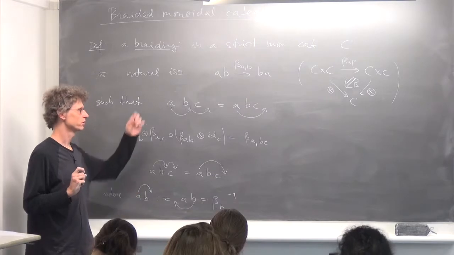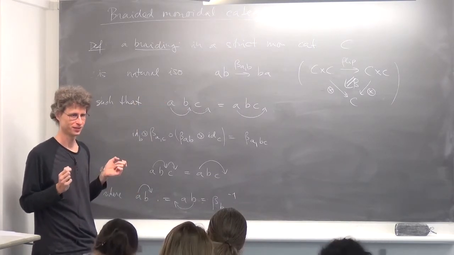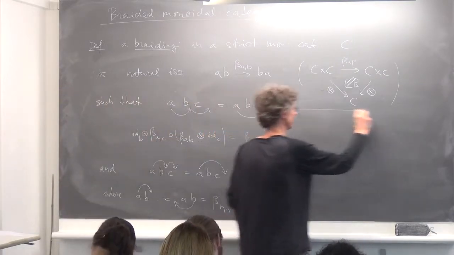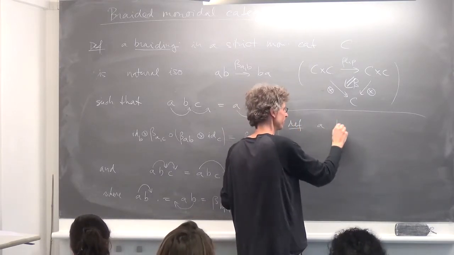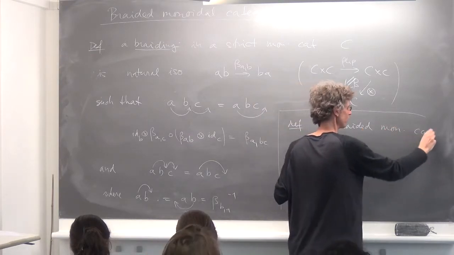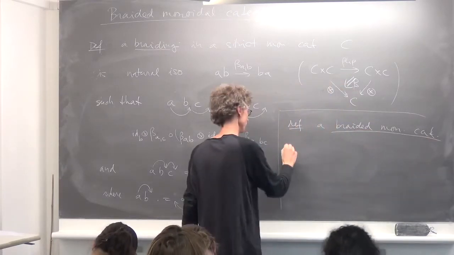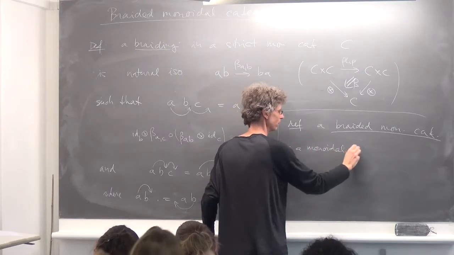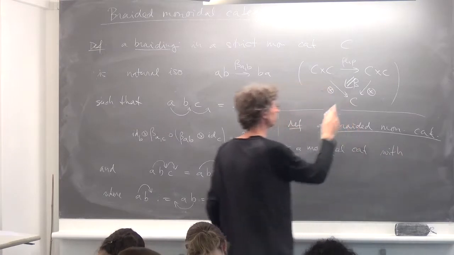Okay, now this was in a strict monoidal category. Now in a true monoidal category, what would happen? So, definition: a braided monoidal category is a monoidal category with this beta.